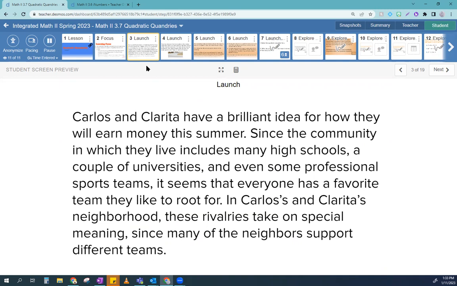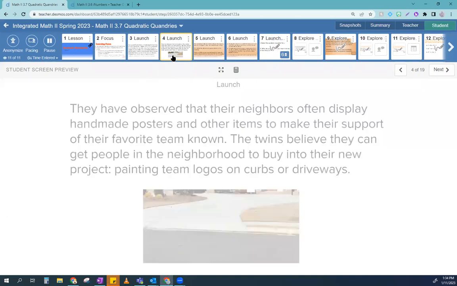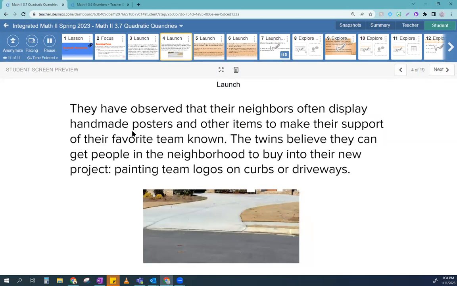Carlos and Clarita have a brilliant idea for how they will earn money this summer. Since the community in which they live includes many high schools, a couple universities, and even some professional sports teams, it seems that everyone has a favorite team that they like to root for. In Carlos's and Clarita's neighborhood, these rivalries take on special meaning, since many of the neighbors support different teams.